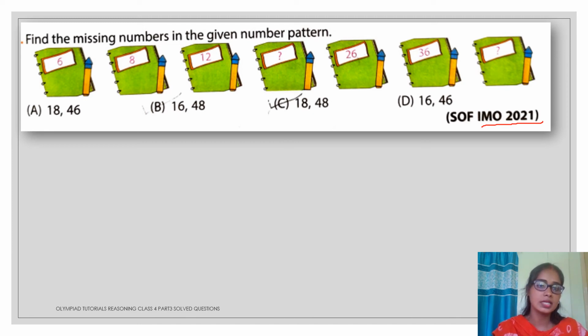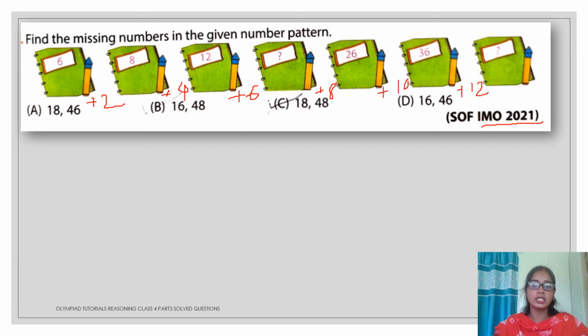Here you have a few numbers like 6, 8, 12, a missing number, 26, 36 and again a missing number. What you have to do here is check the difference between the numbers. 6 plus 2, you will get 8. 8 plus 4 will be 12. So here you have to just go on increasing with plus 2. So here we'll have plus 6. For the next numbers you have plus 8, plus 10, plus 12. Okay, so this will be your series.